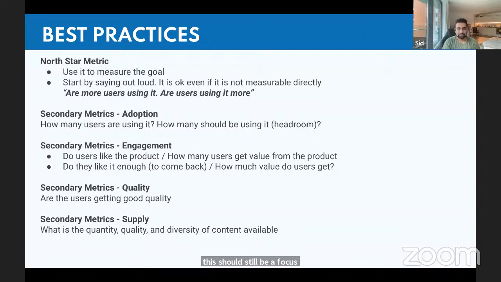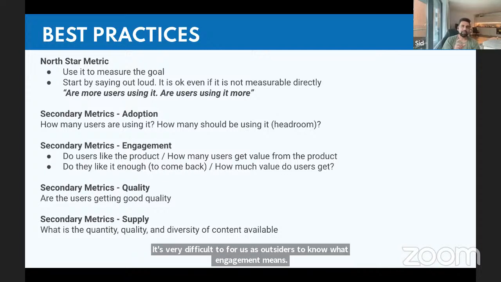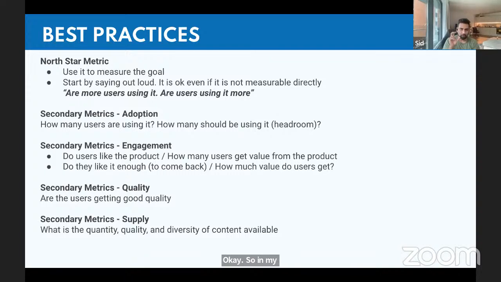Engagement is usually the toughest to measure, and it's very dependent on 2 things. One is, what is the product, and what do you mean by engagement? If we again take the example of Instagram, everybody says, hey, I want to increase engagement, but the real question is, what do you mean by engagement? Similarly, if you think of other platforms like Twitter, or maybe even Netflix or Spotify, you will have PMs focusing on engagement, but it's very difficult for us as outsiders to know what engagement means. So in my mind, the first question to ask is, how do you define engagement? What is engagement for your platform, for your product?